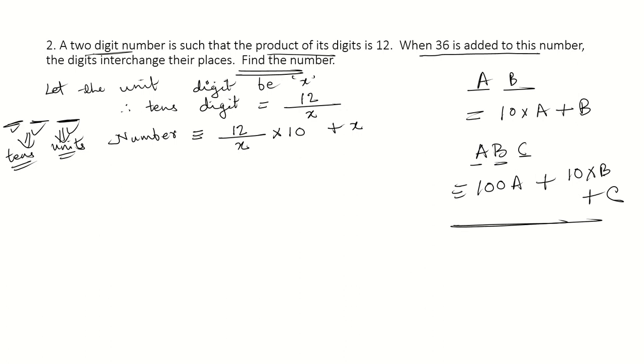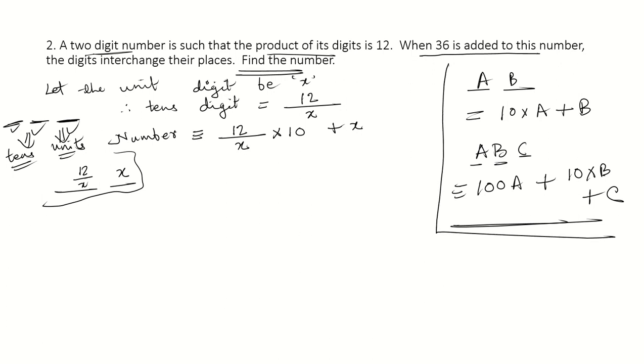So here the tens digit is 12 over x and the units digit is x. Instead of A it is 12 over x, B is x. So we got the number as 12 over x times 10 plus x. Okay, now let's move on. Let's see the problem now. I will just mark it like that, separate it. Now when 36 is added to this number, which is 12 over x cross 10 plus x, the digits interchange their places. So what is the equation according to the problem?